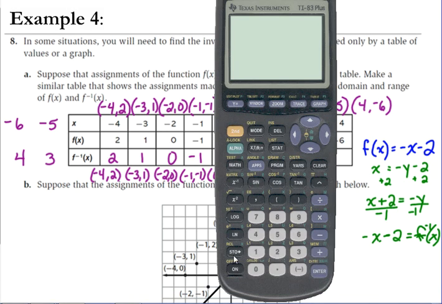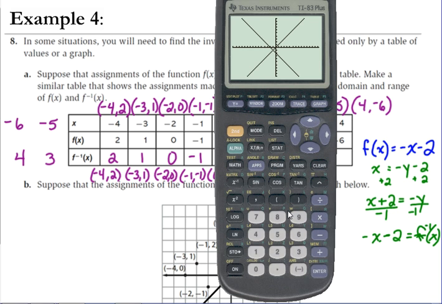Let's go back and confirm this with the graph too. Let's graph negative x minus 2. What did I show you was true when we looked at the graphs yesterday? What's true about an inverse function when we look at the graph? What other line did I graph? That line y equals x. I'm going to square up my window. Okay, there's my function. There's the line y equals x.